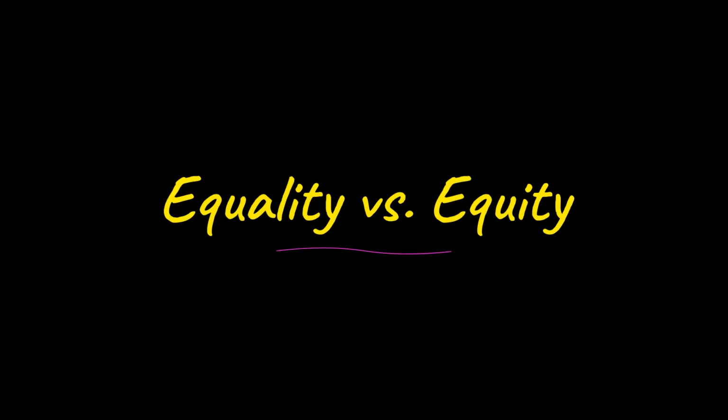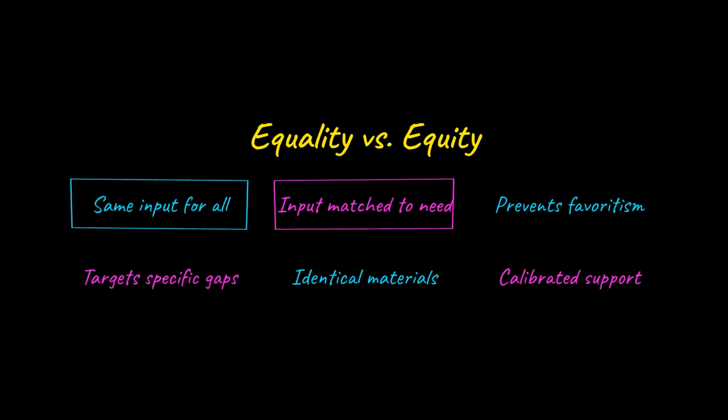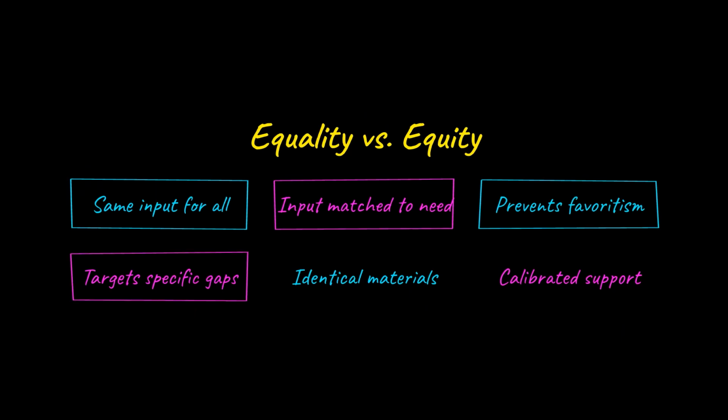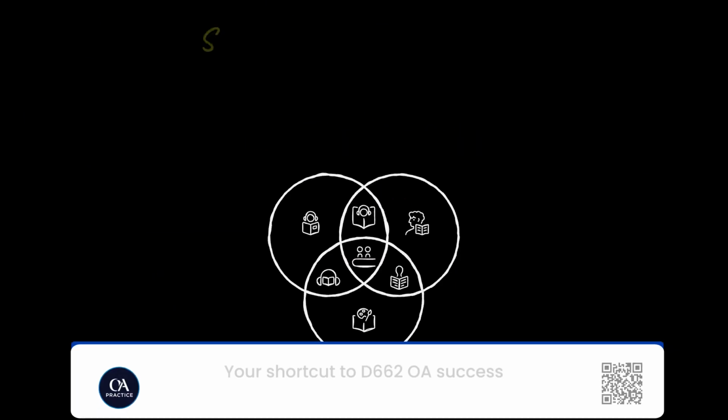Equality and equity both relate to fairness, but they describe two fundamentally different approaches to teaching. Understanding the distinction is essential for any inclusive educator. Equality means every student receives the same materials, the same time, the same treatment. Equity means each student receives what they specifically need to reach the same destination. Equality feels neutral. Equity requires deliberate, targeted decision-making.